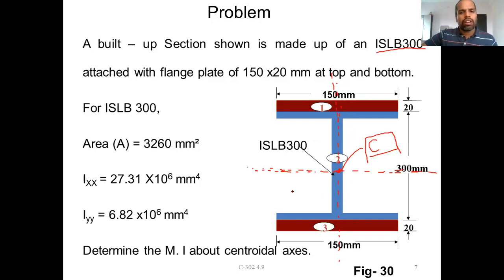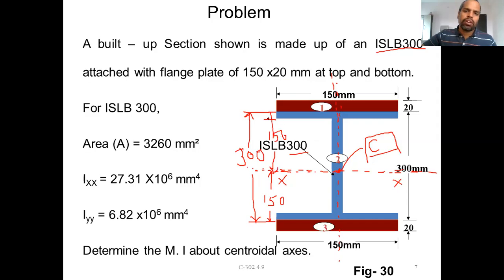I already said that it is symmetric about x-x as well as y-y. So where does the centroid lie? Very simple. What is the total depth of the beam? The total depth of the beam is 300. So where does the centroid lie for the symmetric I section? Symmetry means equal distance, so the centroid is 150 from here, and similarly 150 from here.